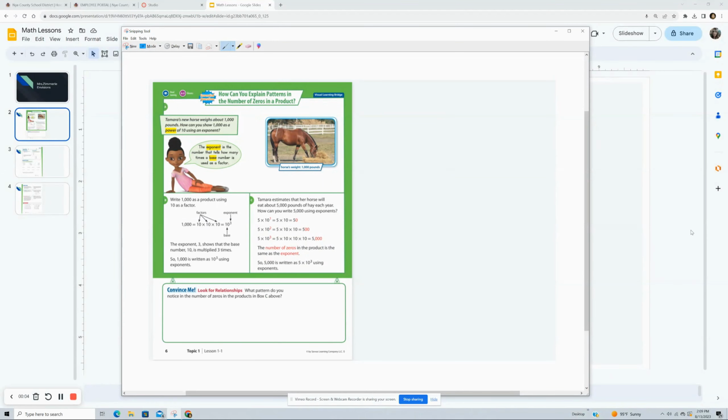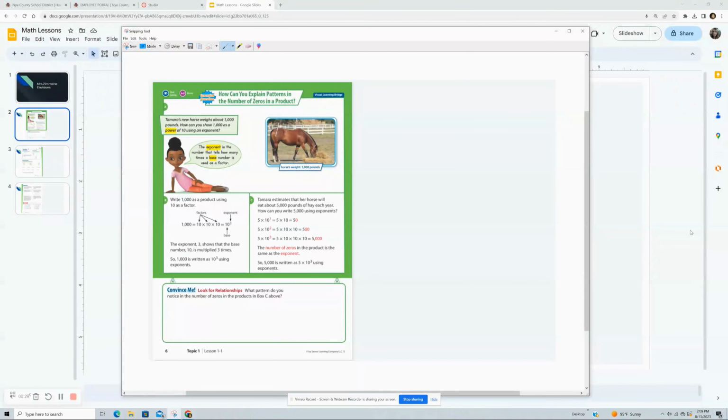Hello, we are going to be talking about how we can explain patterns in the number of zeros in a product. Remember, products are numbers that are being multiplied together. So if we look at letter A, Tamara's new horse weighs about 1,000 pounds. How can we show 1,000 as a power of 10 using an exponent?